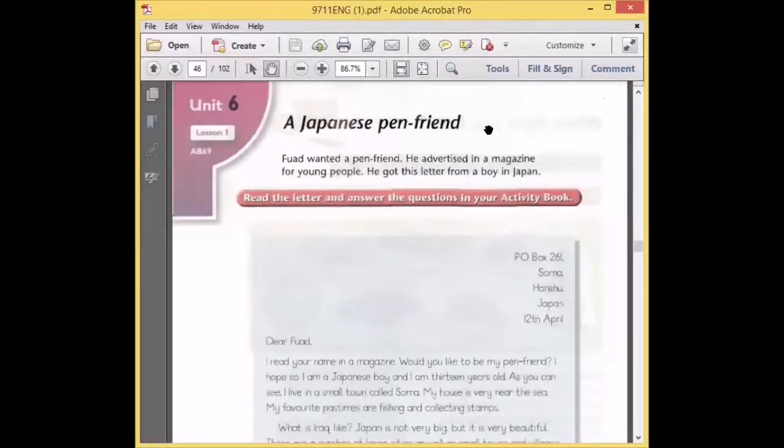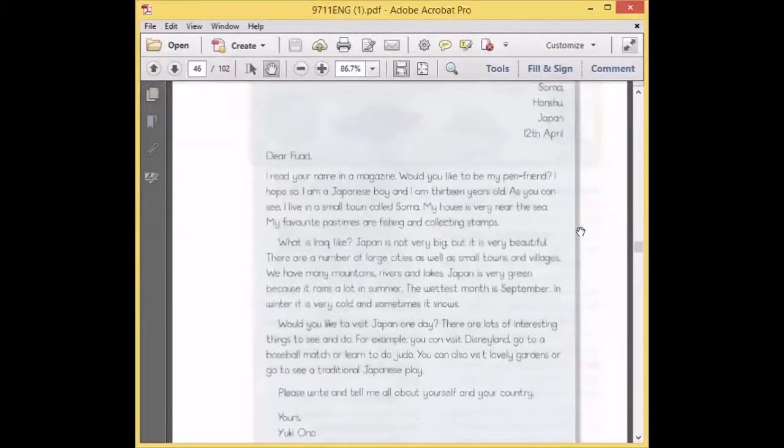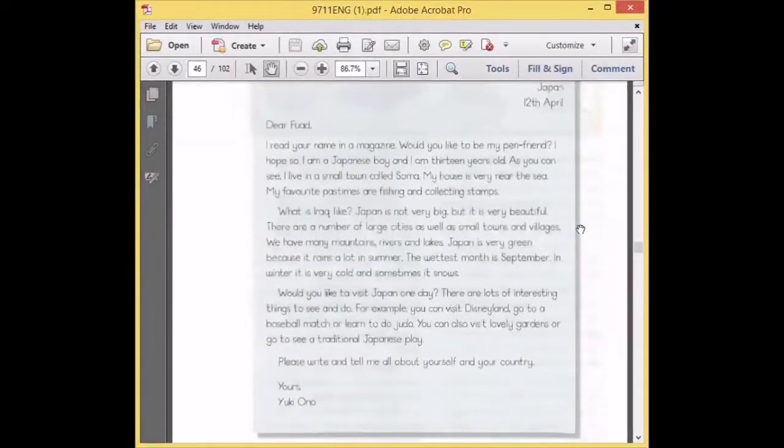So let us read the letter and know what the Japanese boy has written. Yaman, do you want to read it? Okay, you can read it, Yaman. Dear P.O. Box, it's okay, 261. Read the letter from Dear Fuad.